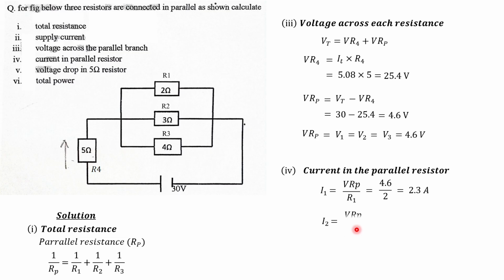Then I2 is equal to VRP over R2, and that is also going to be 4.6 over 3, which is going to give us 1.53 amps. And then I3 is equal to VRP over R3, and that is 4.6 over 4, which is equal to 1.15 amps. So I1 is 2.3 amps, I2 is 1.53 amps, and then I3 is equal to 1.15 amps. I hope you are following the calculations.